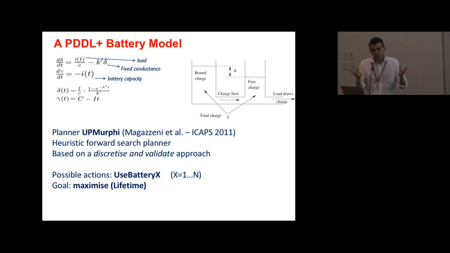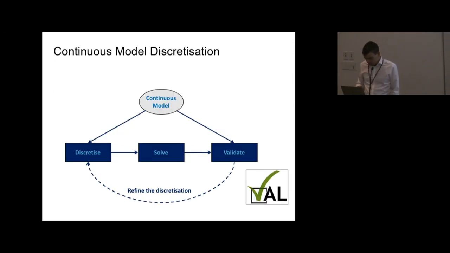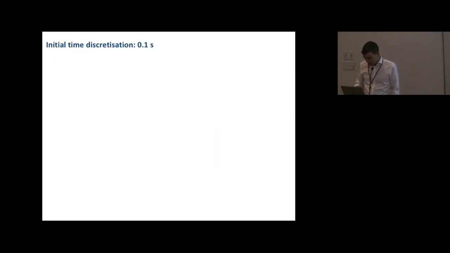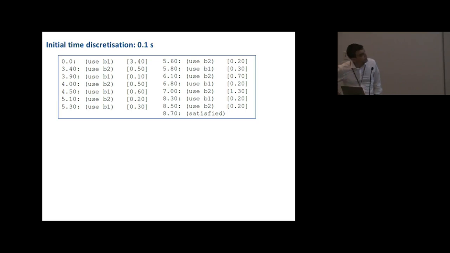There are different ways to do that. Murphi was a model checker that used a reachability analysis without heuristics. So UPMurphi doesn't have any heuristics, so it's blind search. And of course the actions are which battery to use, and the goal is to maximize the lifetime. It's based on discretization, as I said, and that's an example of how discretization works. So we started using a discretization of 0.1 second, and this is the plan that was found.